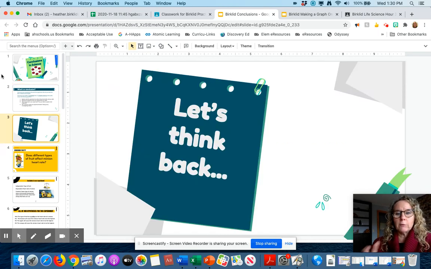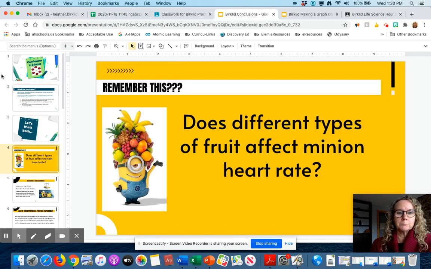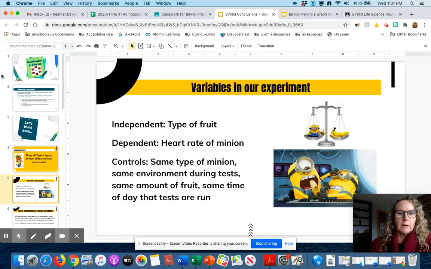So let's think back. We're going to go through two examples. The first, remember this one, does the different types of fruit affect minion heart rate? Okay, so our independent variable was our type of fruit. Our dependent variable was the heart rate of the minion. So that was what we were measuring. What we were changing was the type of fruit, the independent variable. What we were measuring was the heart rate, the dependent variable.